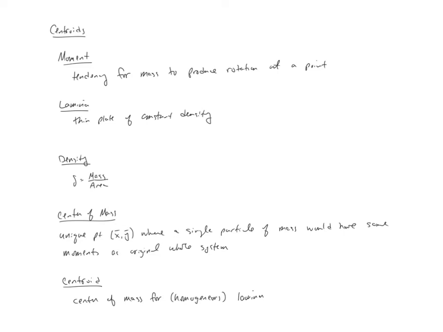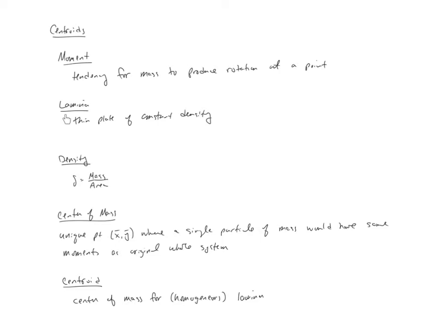All right, so in this video, we're going to talk briefly about the idea of a centroid. Before we get to what an actual centroid is, we need to build up a few ideas before that. You'll see here I've got some definitions laid out on the screen. We'll start with moment. A moment is defined as the tendency for mass to produce rotation at a point.